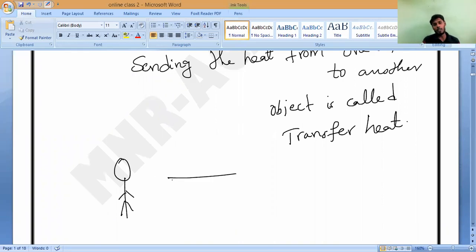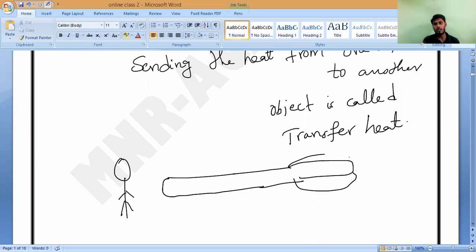I am having one kind of a spoon. Do you understand, everybody? I am having what? One kind of a spoon. So I'm having a spoon.